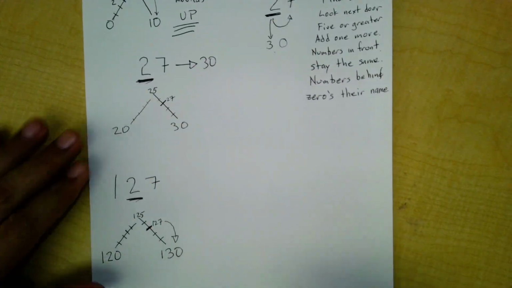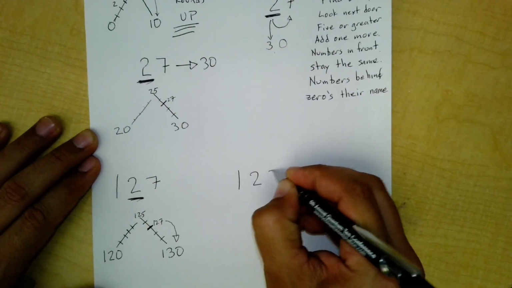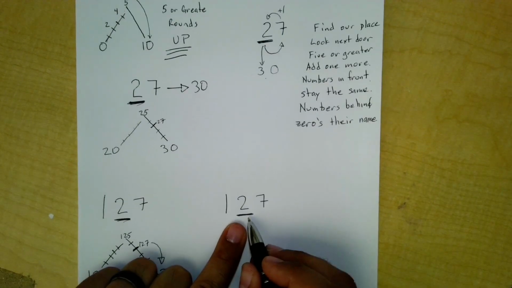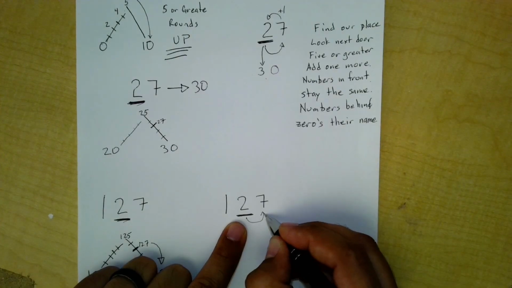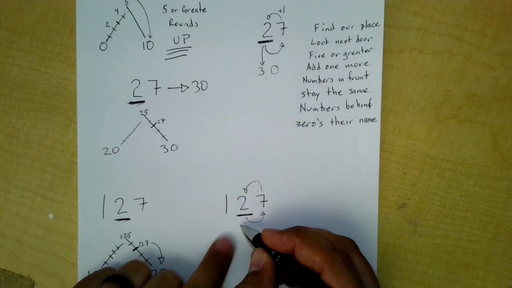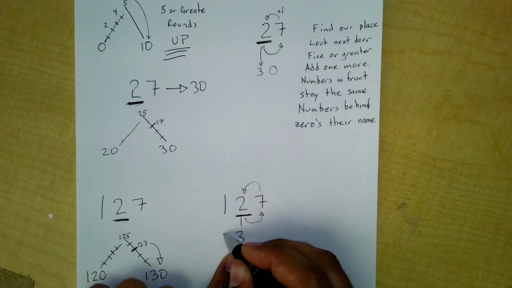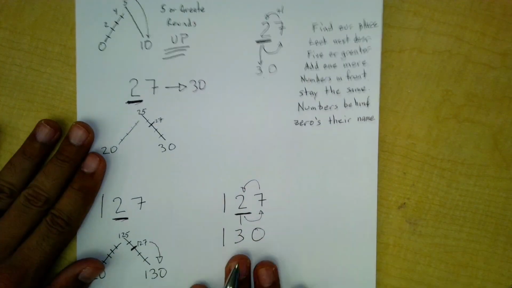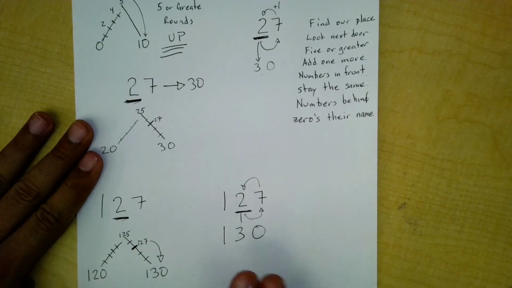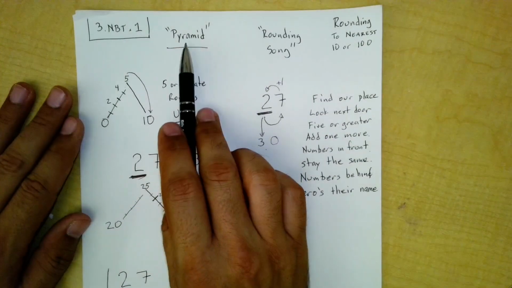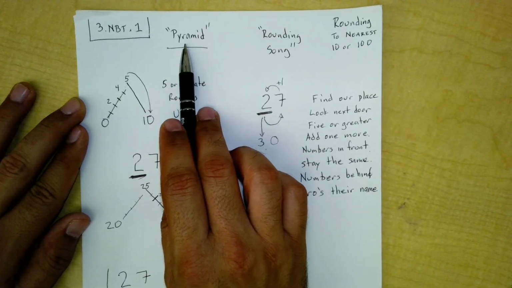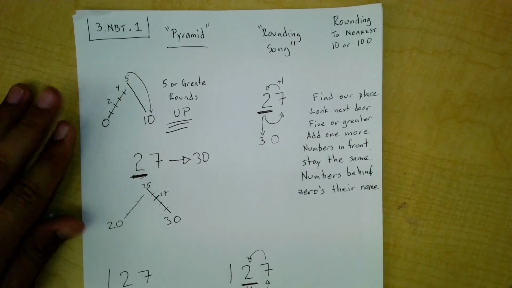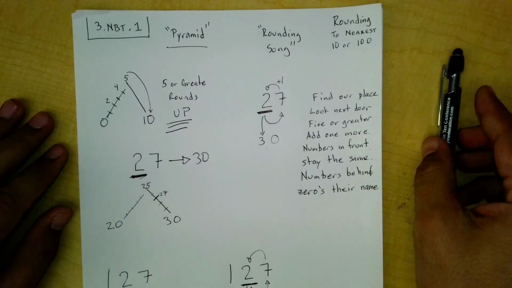So if we look at a number like 127 and we're rounding to the nearest 10, then we're still going to find our place, look next door. Is it 5 or greater? Yep. Add one more. Numbers in front stay the same. Numbers behind, zeros their name. So that's basically all there is to rounding using either the pyramid or mountain strategy or the rounding song or the rounding poem. And that's pretty much rounding in a nutshell.